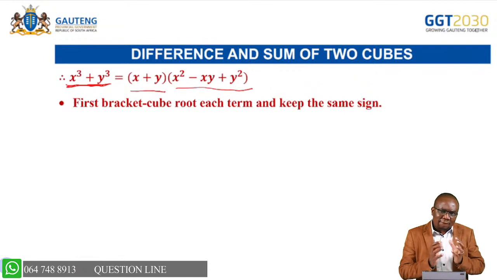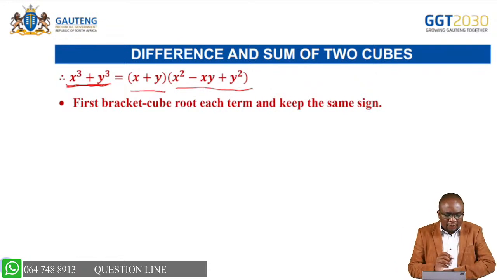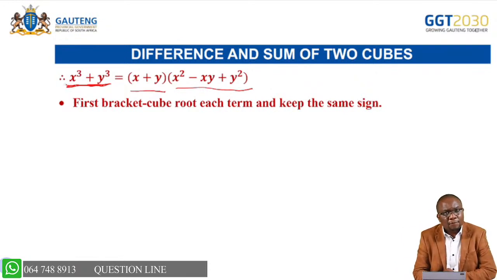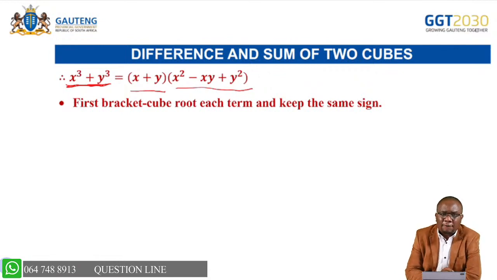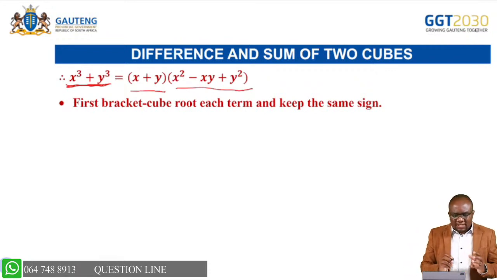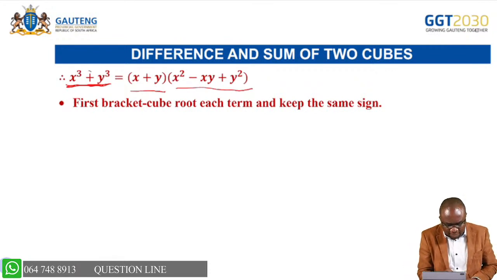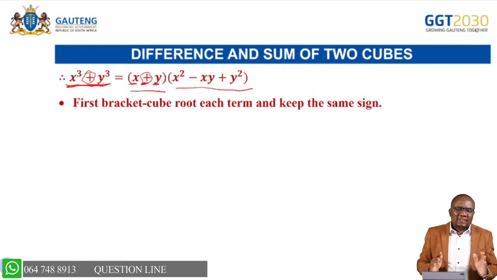How do we create our first bracket, grade 10s? Cube root each term. What is the cube root of x cubed? It is x, remember. What is the cube root of y cubed? It is y. So you maintain the sign. You see there's a plus here. So the cube root of x cubed is x, maintain the sign, and the cube root of y cubed, the second term, is y. That's your first bracket.